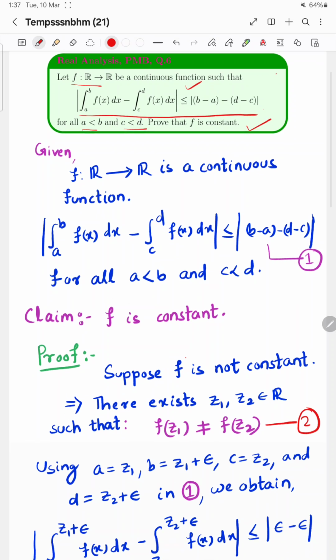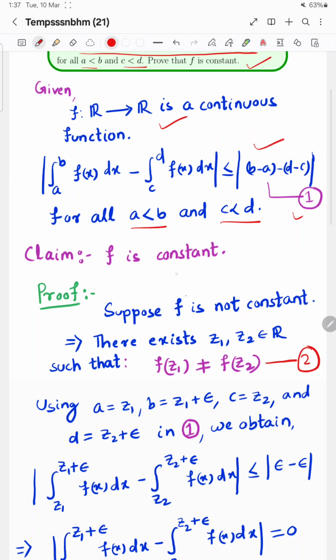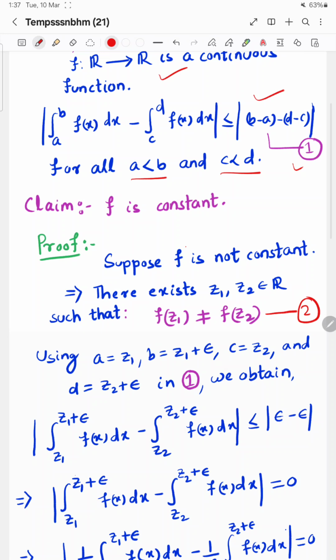We will prove it by the method of contradiction. Initially we will assume that f is not a constant, then we will get a contradiction, and this contradiction implies that f will be a constant function. So f is a continuous function from R to R, and it satisfies this inequality for every a, b, c, d which satisfy a less than b and c less than d. We will name it equation 1. Our claim is to prove that f is a constant function, so we will go by the method of contradiction and assume that f is not a constant function.